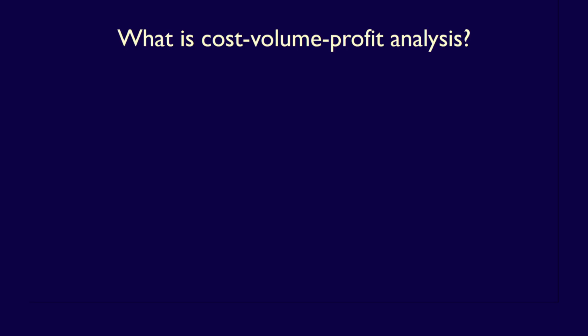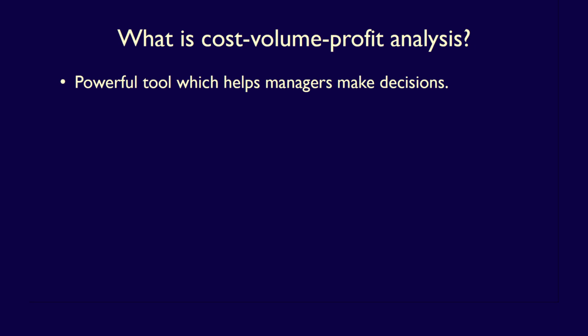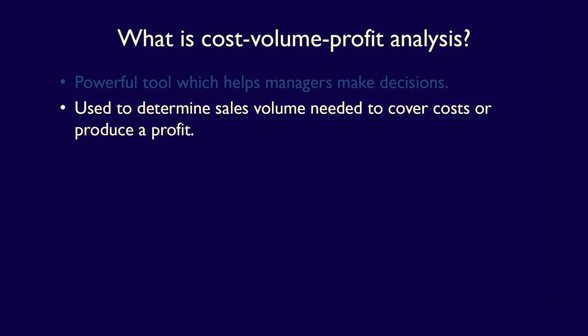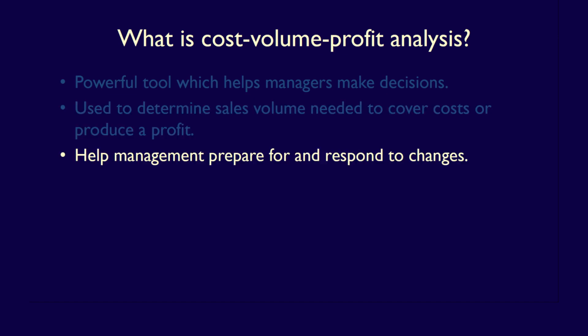What is cost volume profit analysis? Cost volume profit analysis, or CVP for short, is a tool used by management for decision making. It's used to determine the volume of sales necessary to cover all of the organization's costs and to earn a profit. In addition, because business conditions are always changing, CVP analysis is used by management to prepare for and respond to economic changes.